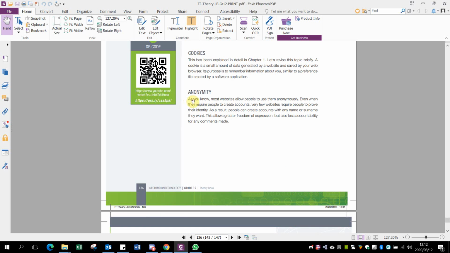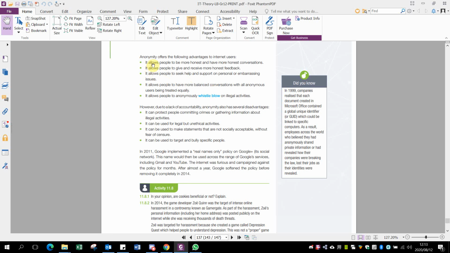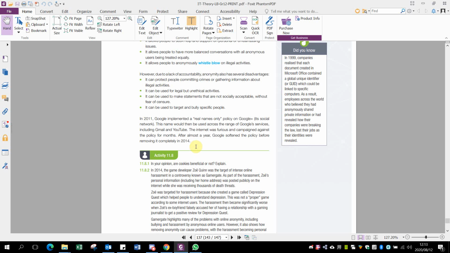Anonymity. As you know, most websites allow people to use them anonymously, even when they require people to create accounts. Few websites require people to prove their identity. So somebody could create an account, say they're somebody else, and then just create all lies and fake information. Okay, so anonymity has its advantages, but it also has its disadvantages.